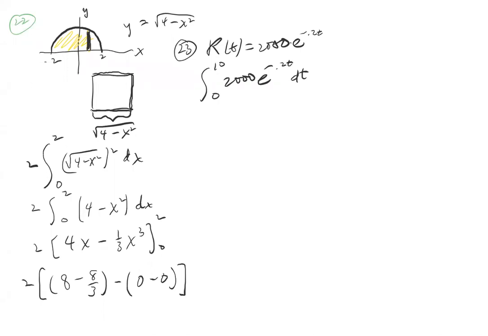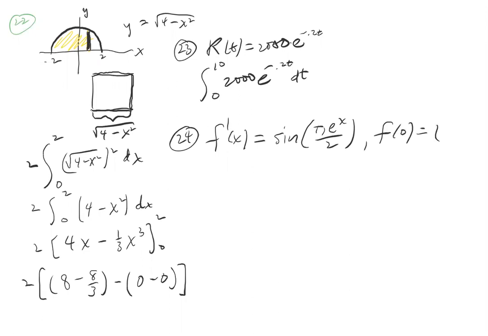And 24 is our last problem. Yeah, baby. The derivative of f is sine of pi e to the x over 2. That's definitely a calculator problem. F of 0 is equal to 1. Compute f of 2. Come on, how many times have we seen this?